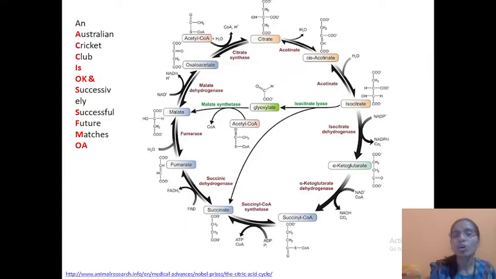Now, why is it called the Krebs cycle? Because the scientist Hans Krebs discovered this cycle in the mitochondrial matrix. Why is it called the TCA cycle? Because if we study this cycle, the first product of this cycle has 3 carboxyl groups, that is this one. So it is also called the tricarboxylic acid cycle.